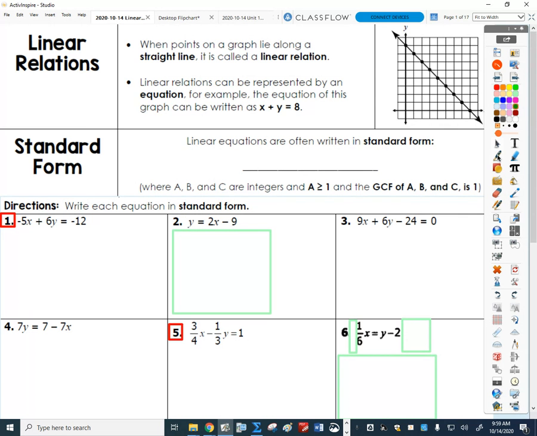Standard form is just this. Standard form is the form ax plus by equals c, where capital A, capital B, and capital C are the coefficients, right? A is the coefficient of x, B is the coefficient of y, and C is the constant. Now, there are some rules that go with this. And some of these rules aren't always enforced, but it's a good idea to get used to them. One of them is that A has to be positive, greater than or equal to 1, okay?